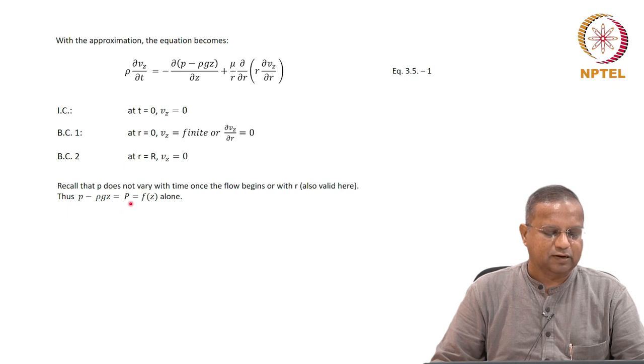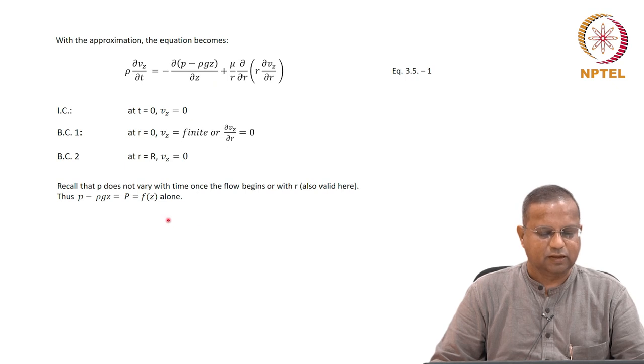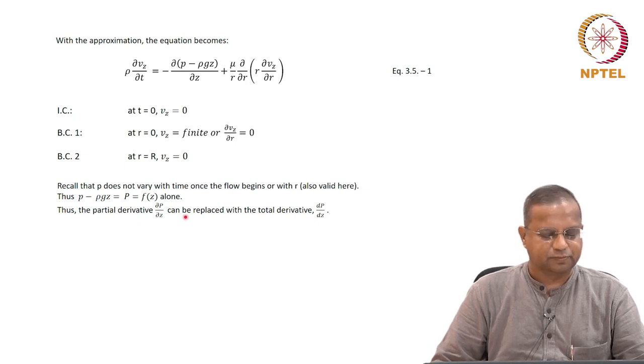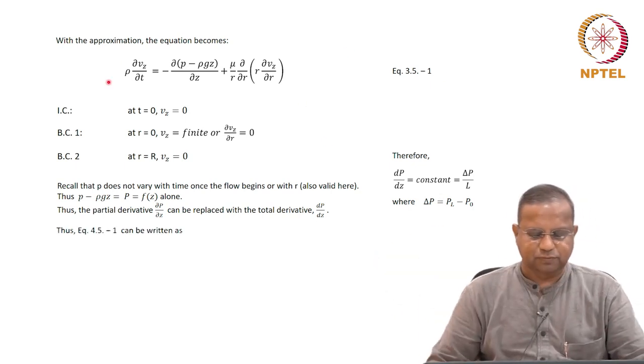Therefore, P minus rho g z, which is capital P, is a function of z alone, which is this. And therefore, this partial can be expressed as a total. Partial derivative ∂P/∂z can be replaced with the total derivative. Ordinary differential equations that contain total derivatives are much easier to solve compared to partial differential equations. Therefore, dP/dz is a constant and that can be replaced with delta P by L, and delta P is PL minus P0.